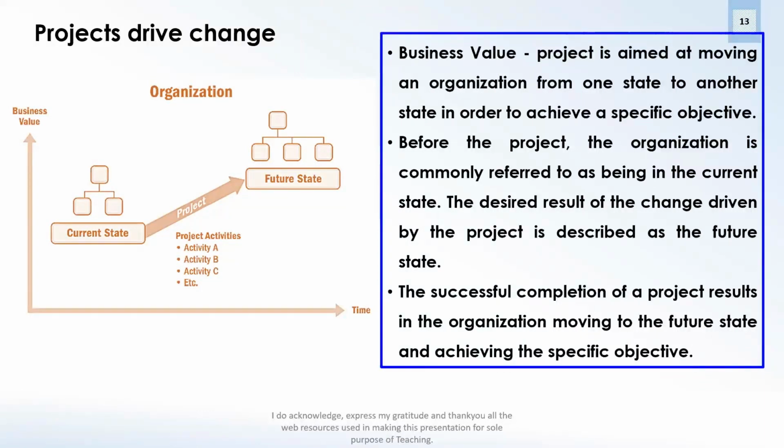So the business value project is aimed at moving an organization from one state to another state in order to achieve a specific objective. We are manufacturing normal mobile phones, but you want to migrate to smartphones. Or, to say it another way, you want to move to the next generation of smartphones, connected to many applications, many Internet of Things, many great features of the coming time. So you will be adding value to your product by adding a project.